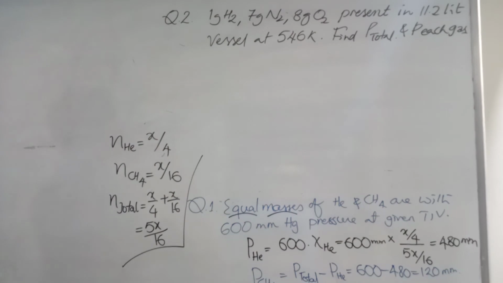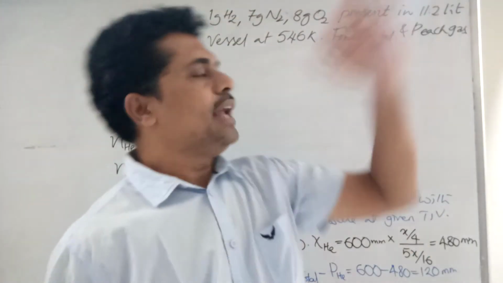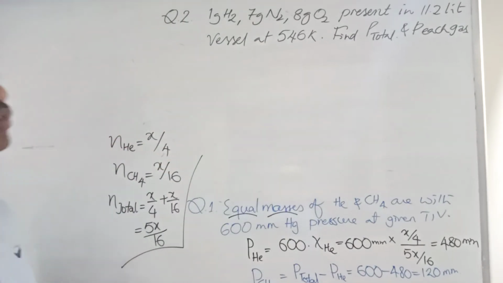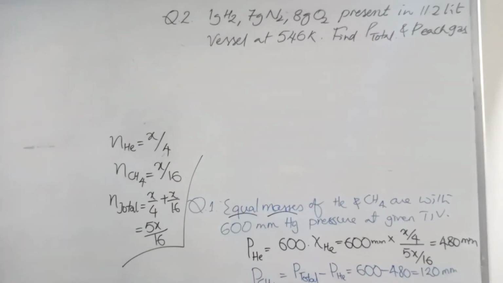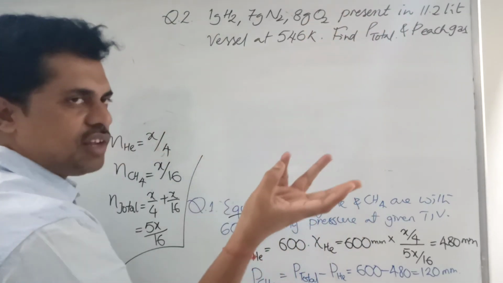1 gram hydrogen, 7 grams nitrogen, 8 grams oxygen in an 11.2 liter vessel at 546 Kelvin. Find the total pressure and the pressure of each gas. To find the total pressure, you need the PV is equal to nRT formula.